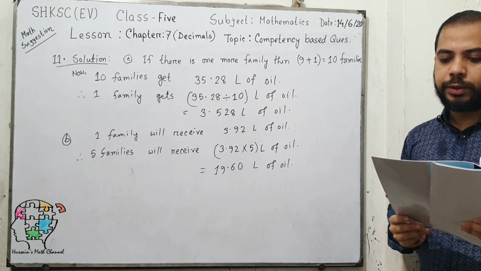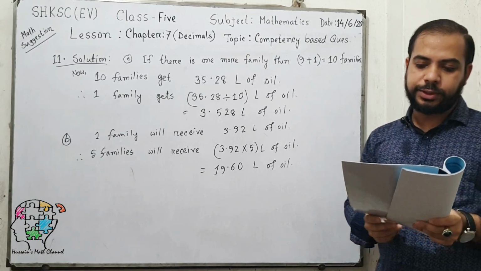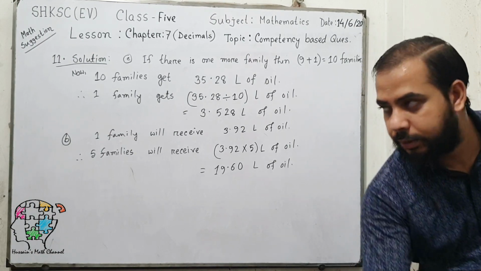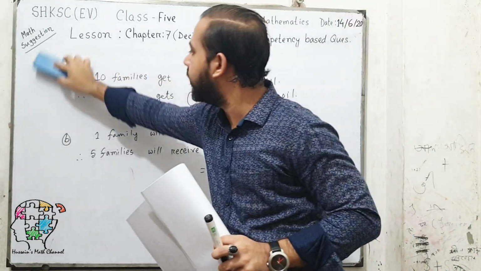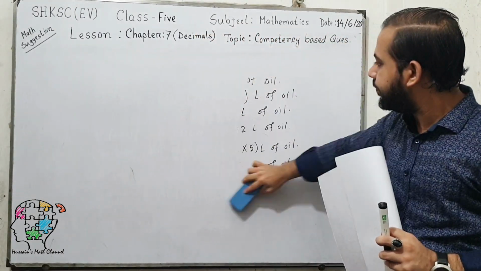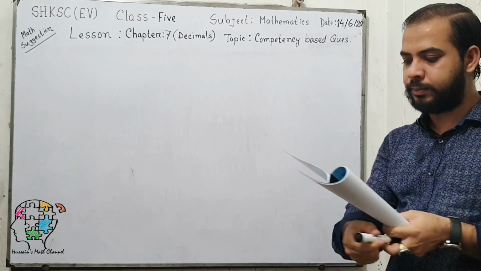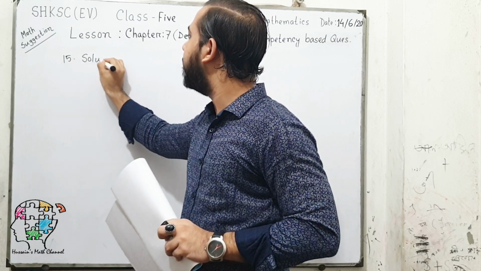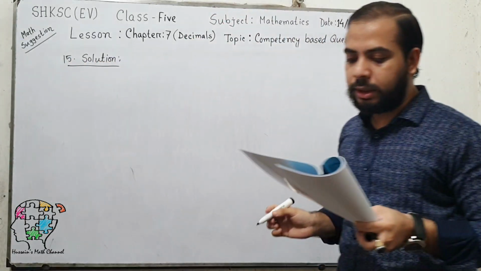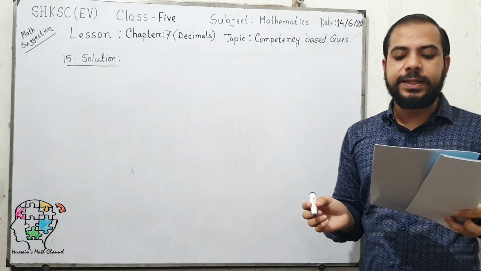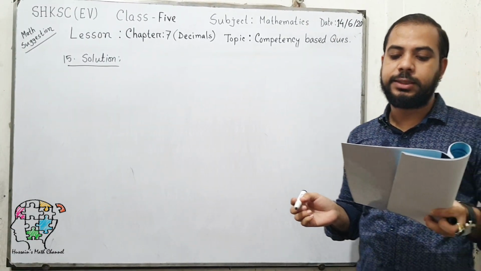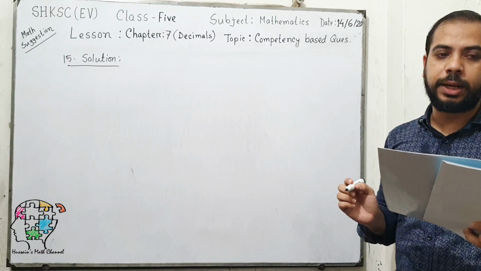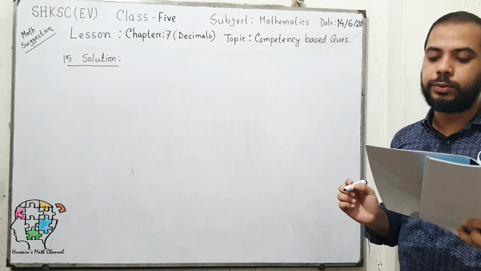Now we move on to our next question. Next we will solve question number 15 from your math suggestions. Okay, question number 15. At first, read the question carefully. There are 0.63 liters of oil and 7 empty cups. How many liters of oil will each cup contain?